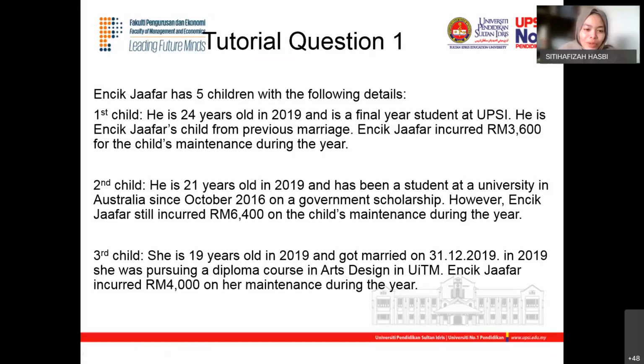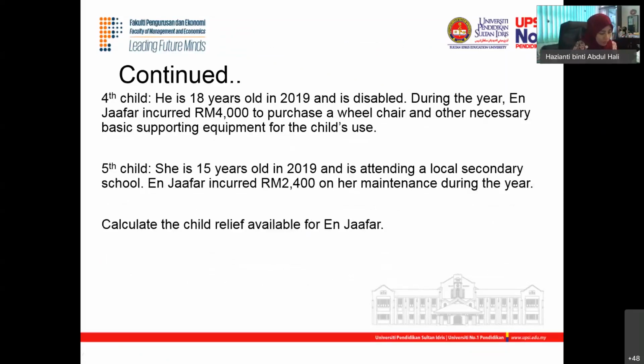Married already. She got married, and then asked her father to pay again. Even though she's still studying, she got married. So once you get married, the tax number will be tagged to the husband. The tax number is actually the same as the husband's. That's why the father can no longer claim the child relief. Okay, the fourth child?